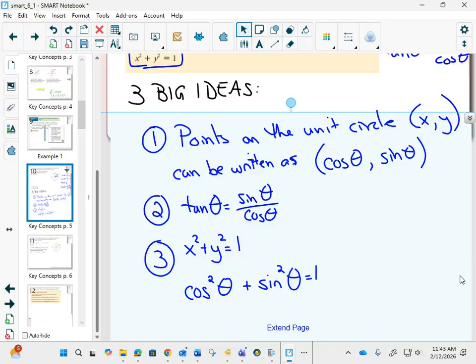Lots of the questions that we do in this unit use these 3 big ideas in some way or another. So they will become very important. If you get stuck on a question, you'll often say to yourself, I wonder if I could use a big idea to help me with this.